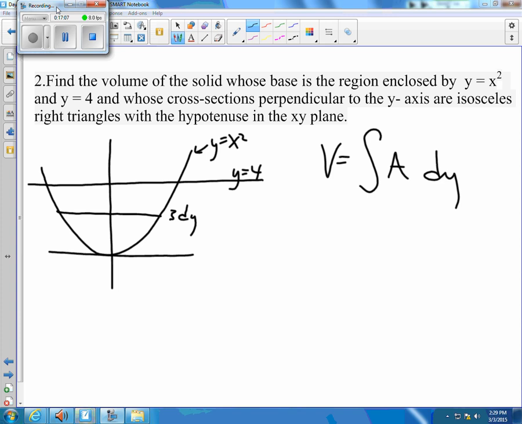Now, every slice is an isosceles right triangle, but because the length that we have to use, the length of the segment in the base, is actually the hypotenuse, we need to know the formula for the area of an isosceles right triangle in terms of its hypotenuse. That's how we know which one to use, because there are two for that shape. So if you recall, the area of an isosceles right triangle is the hypotenuse squared over 4.